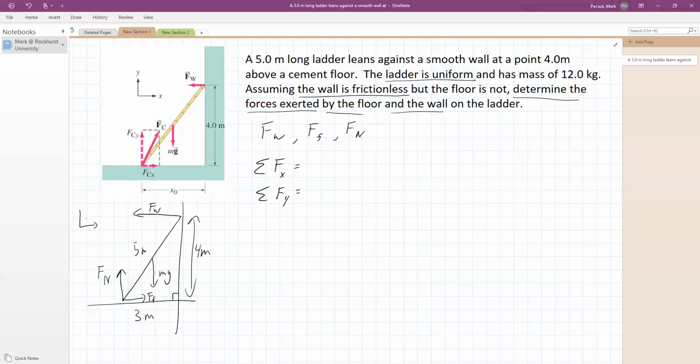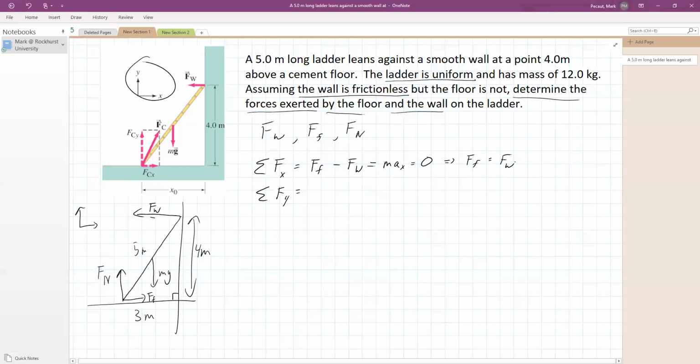We'll use a standard XY coordinate system. This is what they use here. So in the x direction, we have the force of friction, that's positive, and we have the force from the wall, that's in the negative x direction. Those are the only two forces in the x direction. So I'm going to set that equal to ma in the x direction, but a in the x direction is 0. So this tells you that the force of friction has to be equal to the force from the wall.